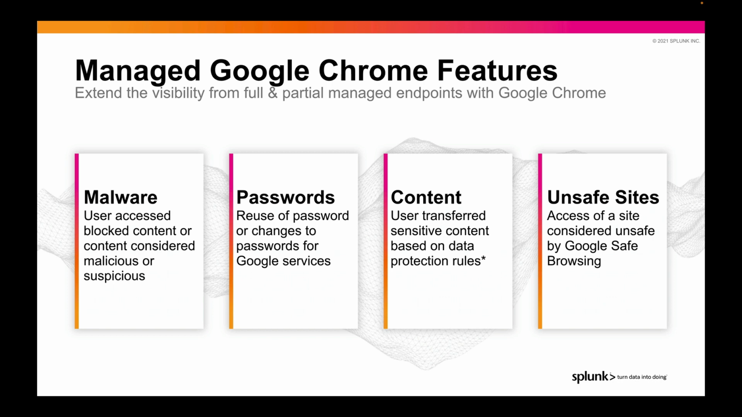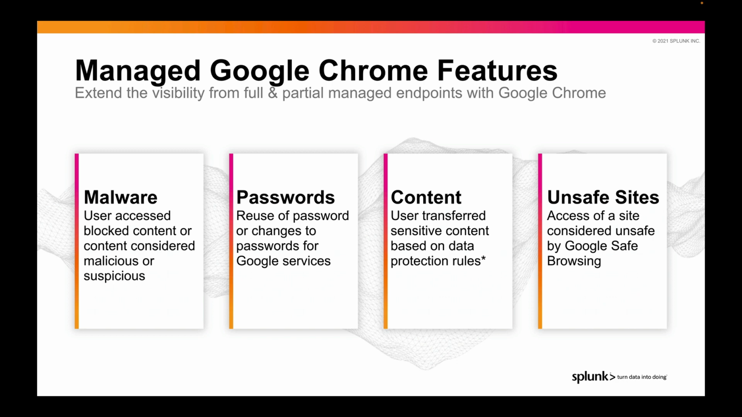So using data from managed Google Chrome browsers, we are able to augment the data we might be getting from other endpoint sources, or from devices we might not manage, but where we can manage the browser, with information that can give us insights into users who may be accessing blocked suspicious content or content that could be considered malicious, where we may be seeing reuse of passwords across multiple sites. Given that users can save passwords, we can tell if a user is reusing the same password using a browser security feature which detects reuse of passwords.